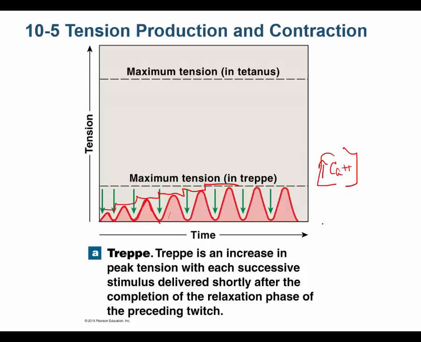Now, this is maximum tension for these myofibers in treppe, this dotted line. But that's not the maximum tension of the entire organ by any means. The maximum tension of the entire organ is right here, and it's called tetanus. Okay, we're going to approach that maximum tension of the entire organ shortly.